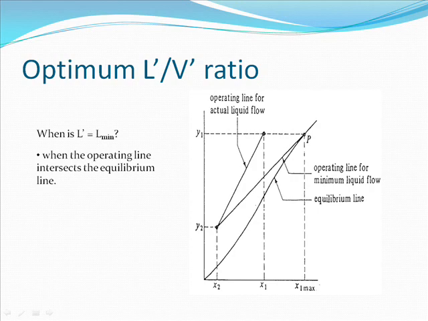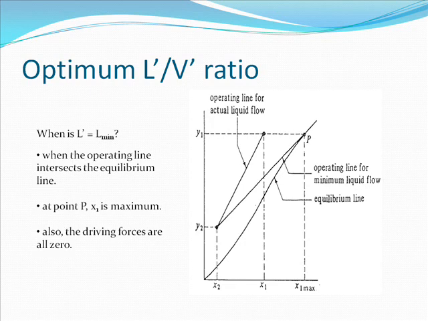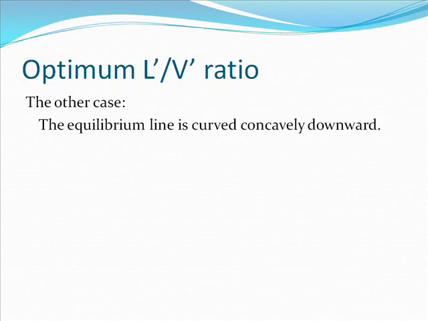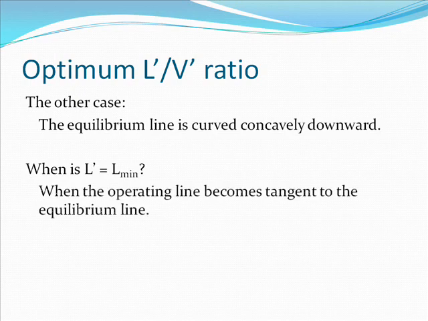When is L prime minimum? When the operating line intersects the equilibrium line, L prime is minimum. At this point, the mole fraction of A in the liquid is at maximum and no driving forces are present. Therefore, no mass transfer is taking place. If the equilibrium line is curved concavely downward, L prime is minimum at the point where the operating line becomes tangent to the equilibrium line.